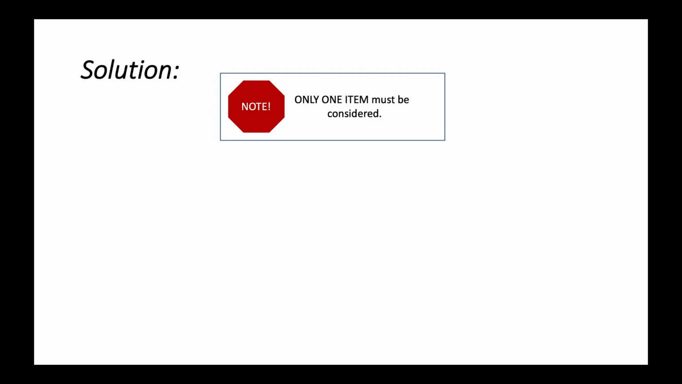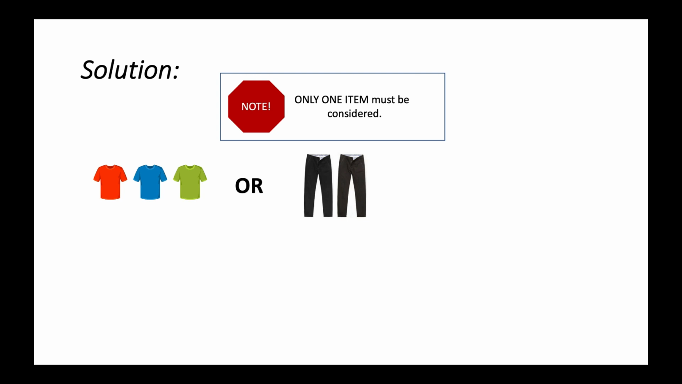So for the solution, let's see here. Only one item must be considered. Isa lang. So either shirts or pants. He has to choose one shirt or one pants or one shoes. So in this case, since isa lang ang kailangan mong kunin dyan, either this, or this, then pipili ka lang ng isa sa bawat isang yon.